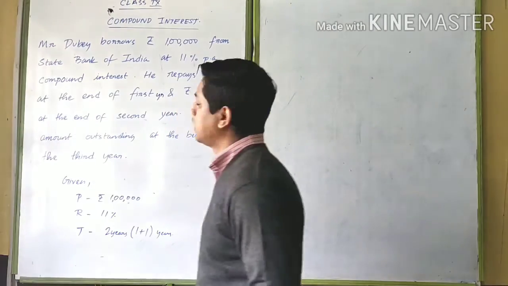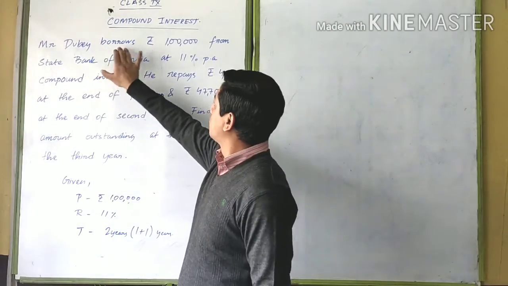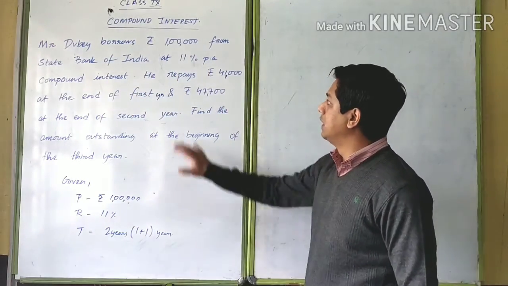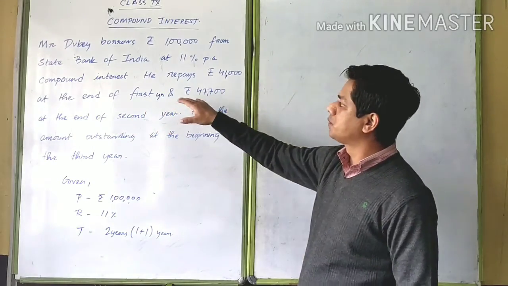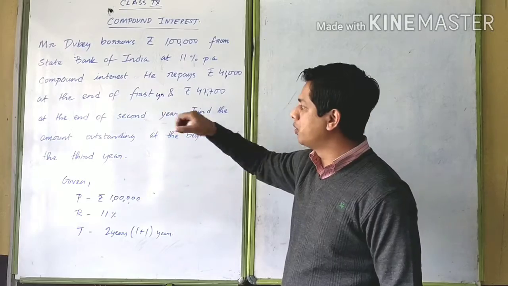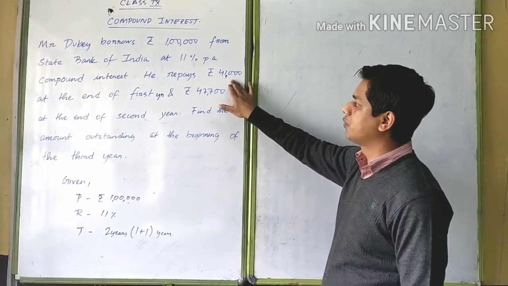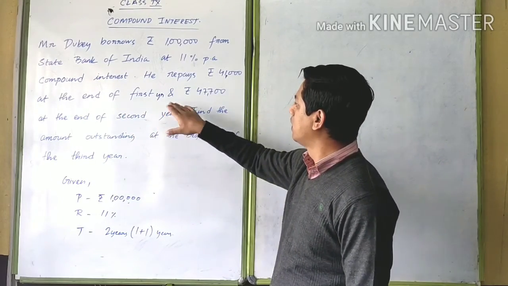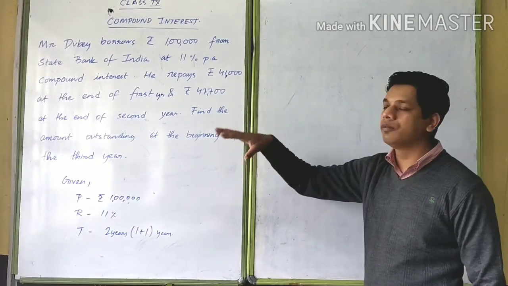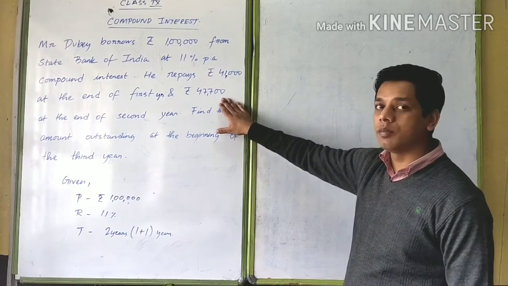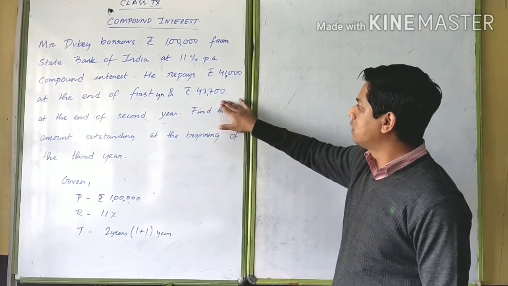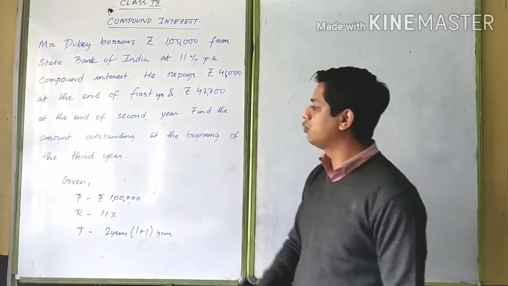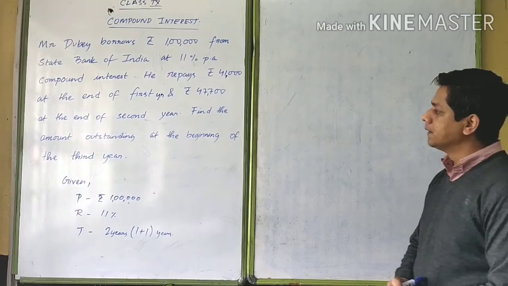So before we start, let's understand the question. Mr. Dubey is borrowing rupee 1 lakh from State Bank of India at 11% per annum compound interest. He repays 41,000 at the end of first year. So at the end of first year, whatever amount is derived, from that we are going to subtract this 41,000. So we know what amount is still due, or outstanding. After that, again similarly on that amount we will be finding interest and the amount, and from there is another repayment at the end of second year, that is 47,700. We are going to subtract that and we are going to get our answer.